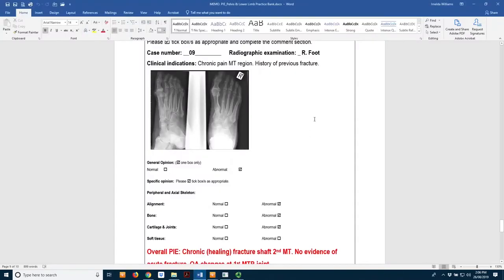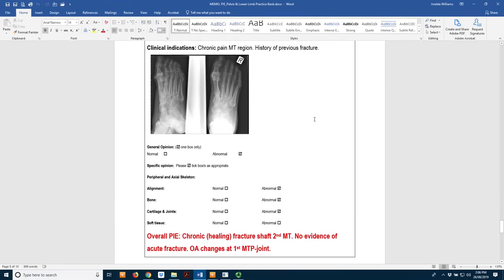So when we then fill in the form, the general opinion is that it is abnormal. The alignment, there is just slight changes to the alignment on this case, and we can see that on the oblique view, the bone is abnormal because of the severe OA changes. The cartilage and joint is abnormal. So the overall PIE is that there is a chronic, or you could say there's a healing fracture to the shaft of the second metatarsal. There is no evidence of an acute fracture, and there's osteoarthritic changes at the first MTP joint.